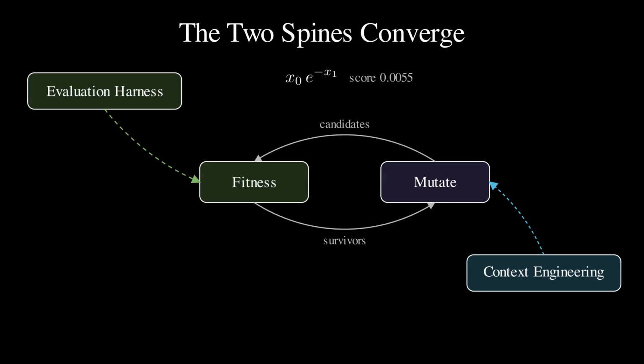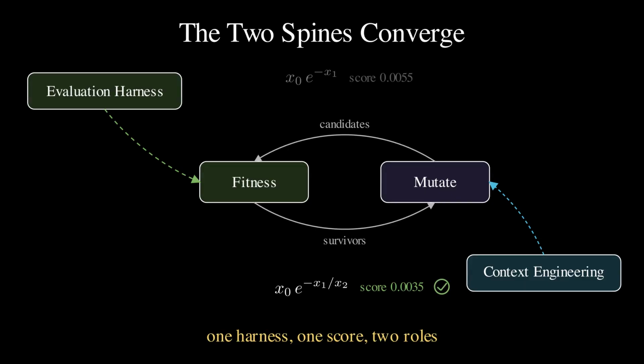Follow one artifact through a single generation. The survivor x0 times e to the minus x1 enters carrying its harness score, error 0.0045, complexity 5, composite 0.0055. The loop selects it as an elite and passes it with that score and the retrieved note into the mutation prompt. The mutator returns the variant. The same harness scores it, error now 0.0021, composite 0.035. Because that is lower, selection keeps it, and the next prompt will carry its score in turn. No new machinery appears. One harness, one score, 2 roles. That is what evaluation becomes fitness means, concretely.